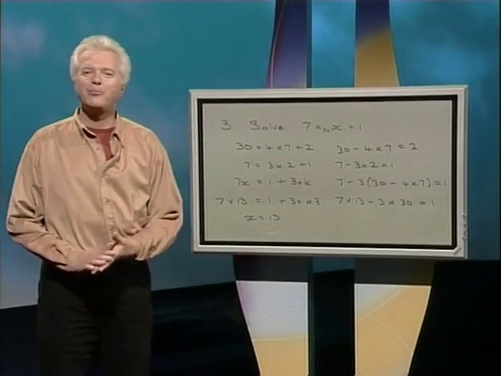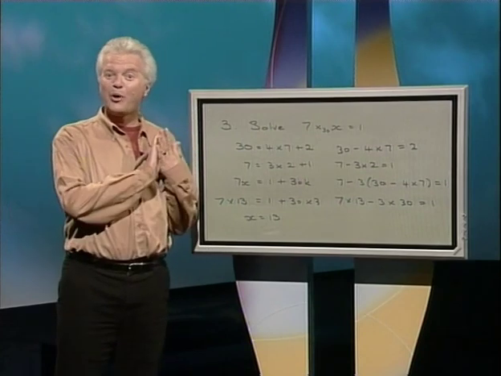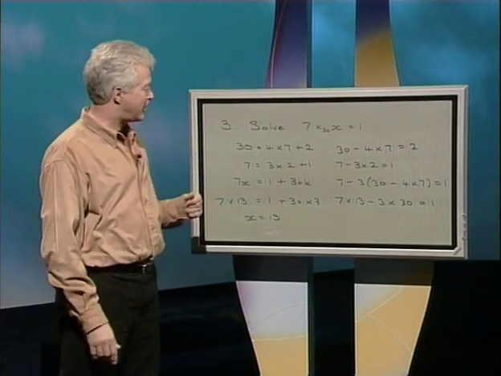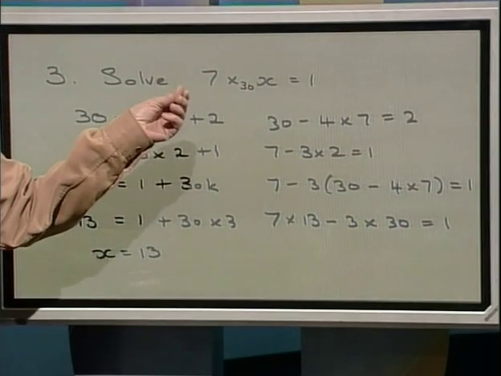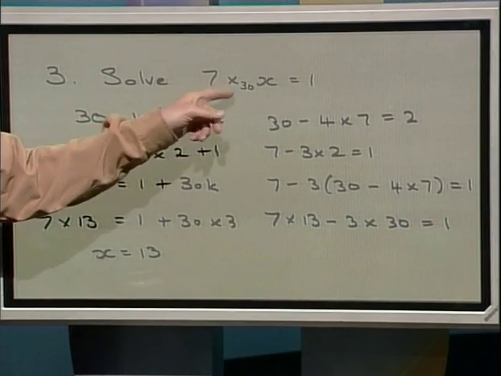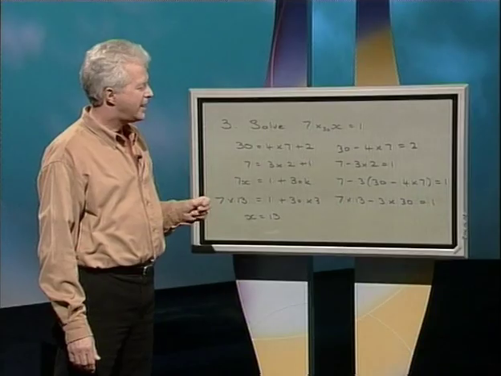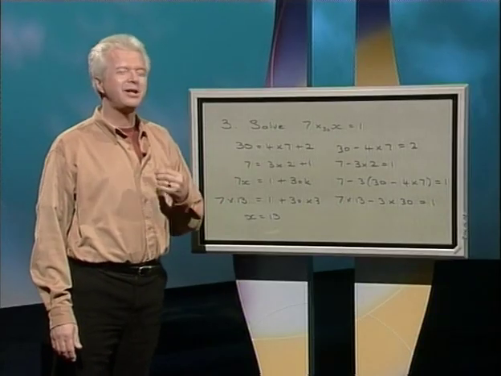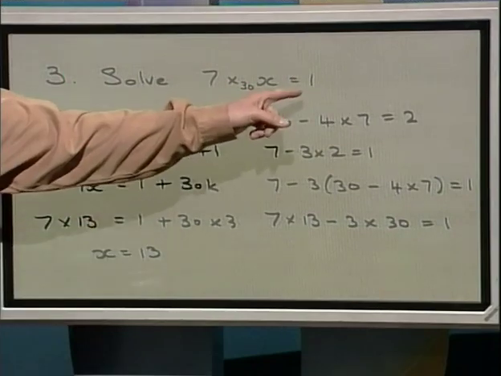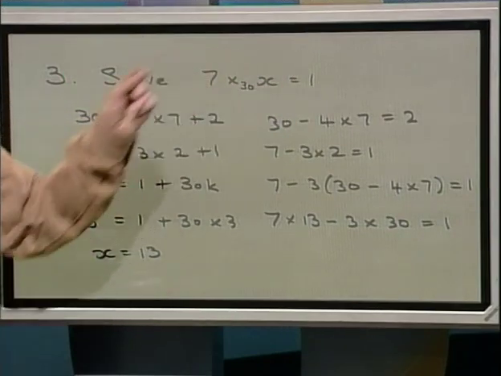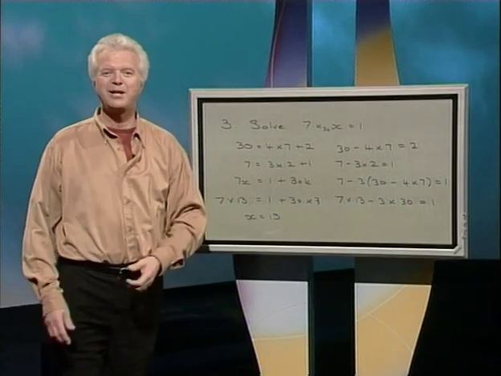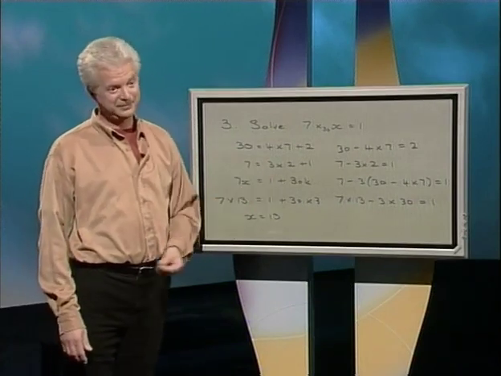Now, whenever you've solved a modular equation like this one, you can always check the answer by multiplying it out. So we could multiply 7 times 13. 7 times 13 is 91, but we're working in modulo 30, so dividing by 30, 91 divided by 30, remainder 1. So indeed, 7 times 13 modulo 30 is 1. If you're worried at any time that you've made a mistake, you can always check.